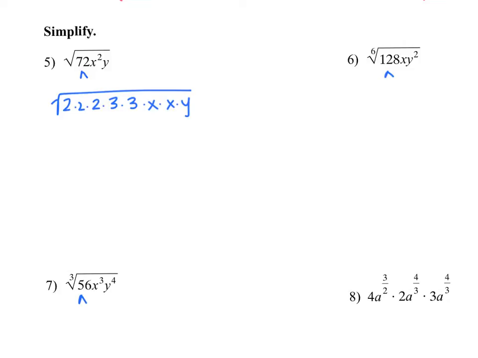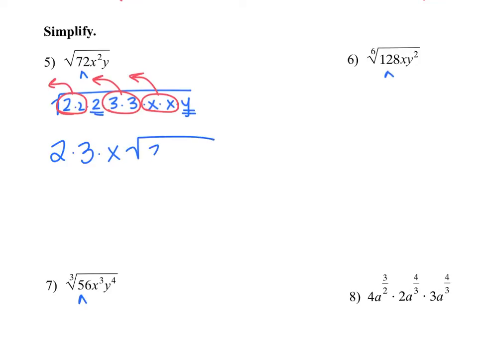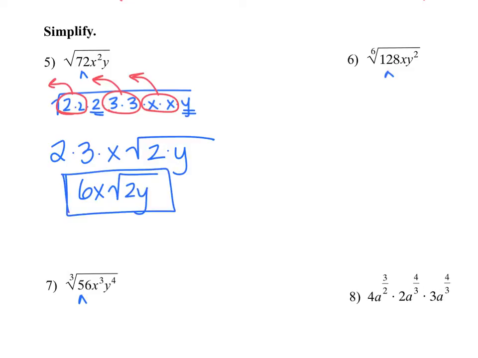You all know square roots mean you have to have pairs to pull things out. So I've got a pair of 2's that can come out, a whole number 3, and a quote-unquote whole number x. Those all come out as single numbers, so I've got 2 times 3 times x on the outside, and then I have a 2 and a y that are stuck on the inside. They don't have anything they can pair with. The only thing left to do is write this in a neater way. I can multiply that. So 2 times 3 is 6x, the square root of 2y, and that is your final answer.